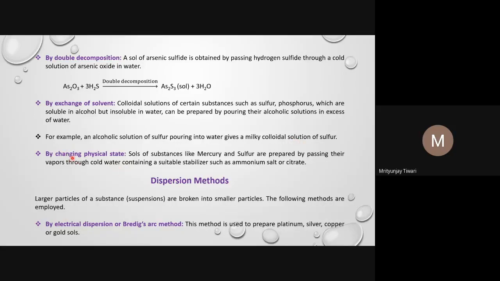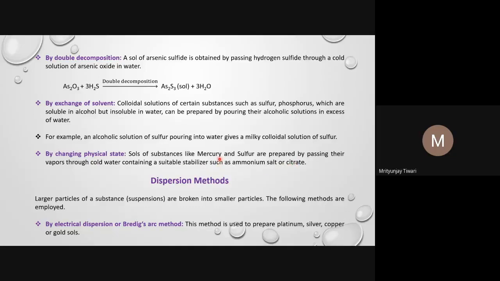Another method is changing the physical state. One can also obtain the colloidal solution by changing the physical state of certain substances like mercury and sulfur, which are prepared by passing their vapors through cold water containing a suitable stabilizer such as ammonium salt or citrate.